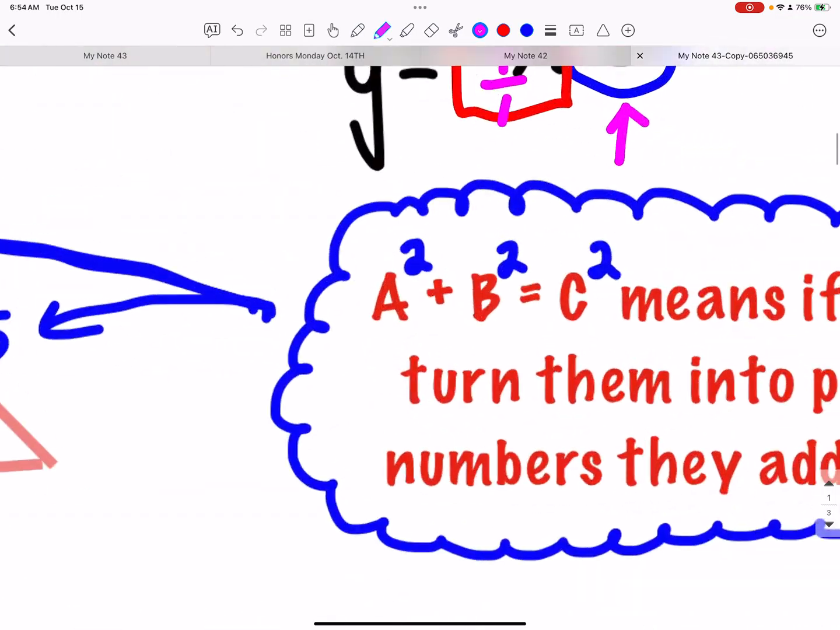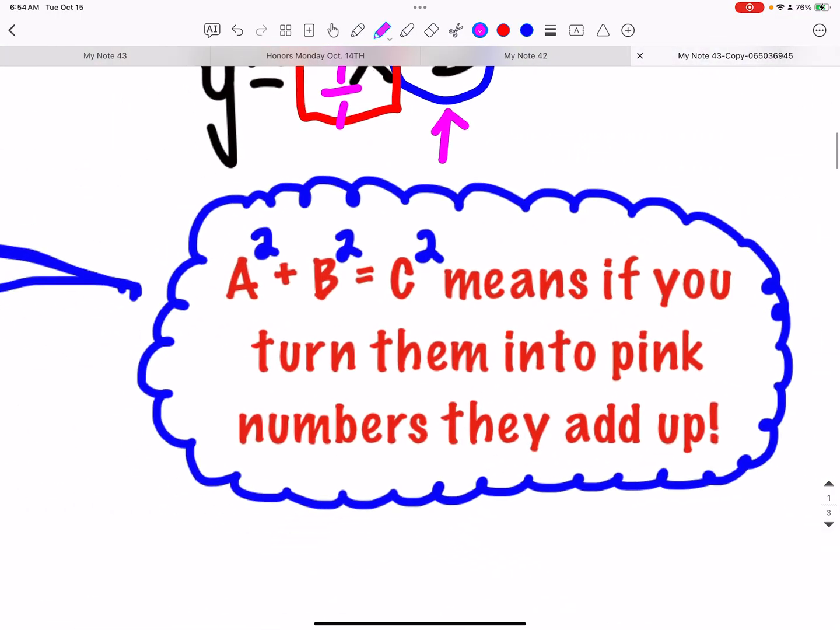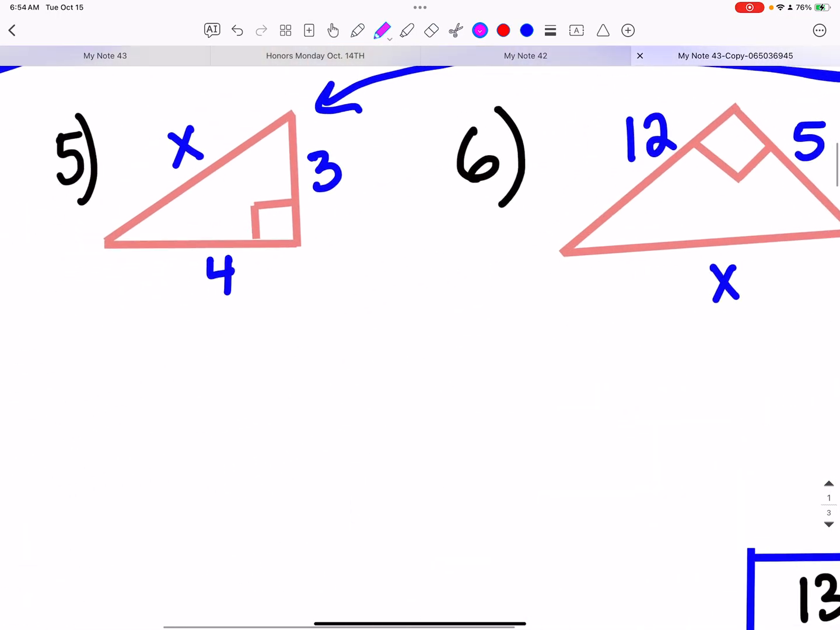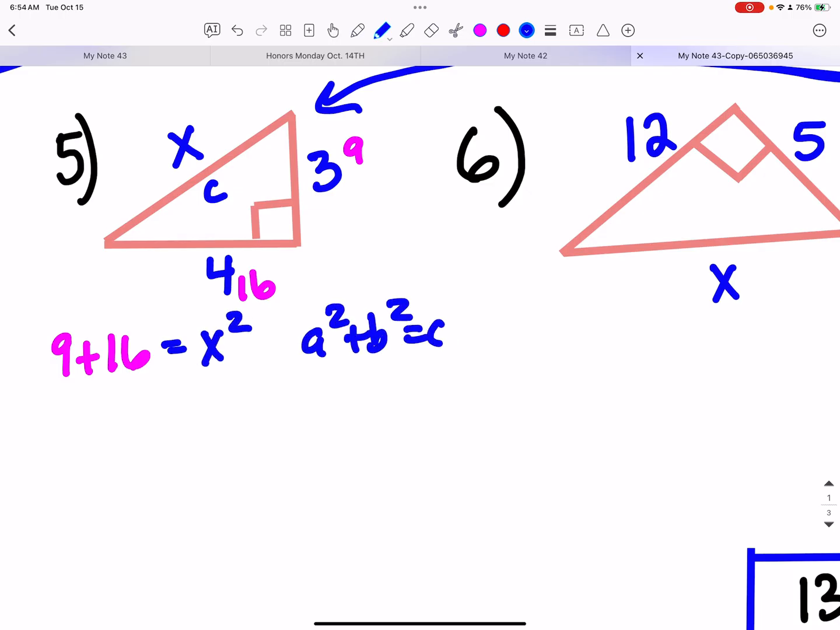Okay, these ones say a squared plus b squared equals c squared, which means if you turn them into pink numbers, they should add up, right? So if we turn this into a pink number, this is 9. If we turn this number into a pink number, it's 16. So 9 plus 16 equals, this is our c side over here, equals x squared, right? It's because a squared plus b squared equals c squared. So if you add up the pink numbers, that's 25.